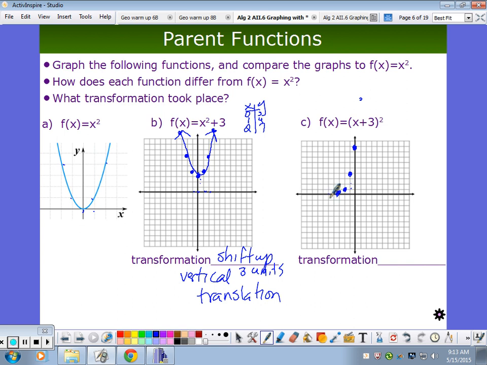Negative 4 plus 3 is negative 1. But when I square negative 1, I'm going to pop back up, right? I think I'm here. Then I can try negative 5. Negative 5 plus 3 is negative 2. Square that, you get 4. Can we see what's happening now? What's this one going to be? 9.